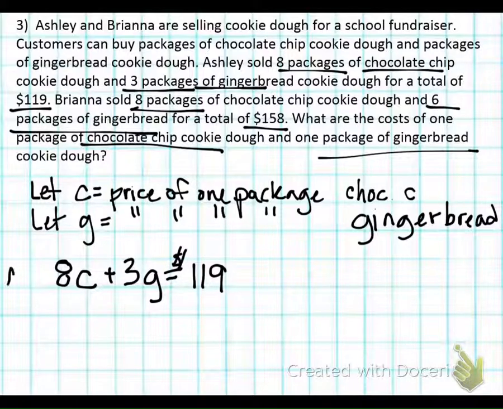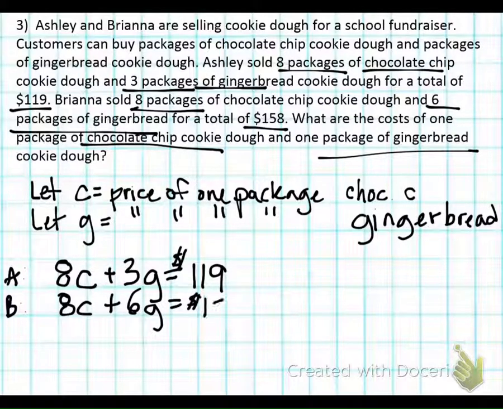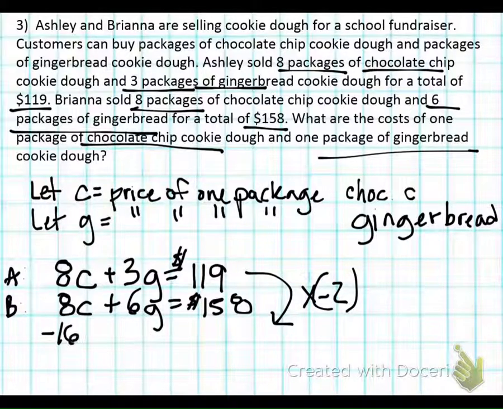Okay, so this would be the money that Ashley gets. And Brianna sold 8 packages of cookie dough and 6 packages of gingerbread to make a total of 158. So for Brianna, I'd have 8 times the price of 1 package of chocolate chip plus 6 times the price of 1 gingerbread equals $158. Okay, I would solve this by elimination, multiplying the top equation by -2. I get -16c minus 6g equals -119.